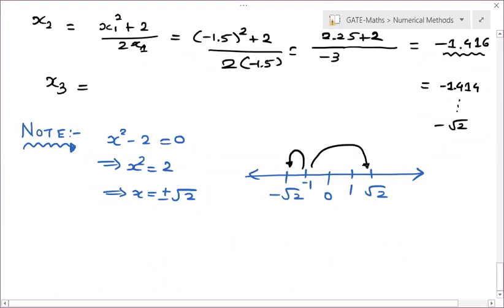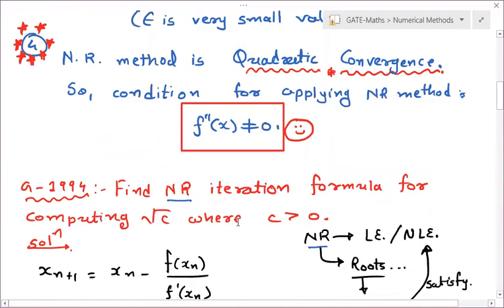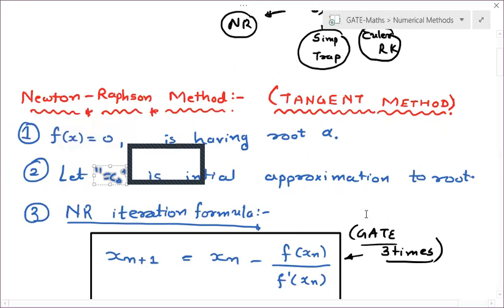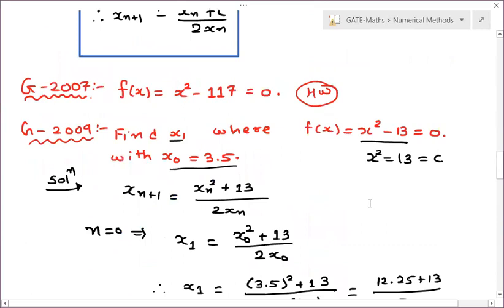Are you getting my point? Remember this concept of Newton-Raphson. What is the Newton-Raphson method? It is finding an approximate value of the root of f of x equal to 0. It's having root alpha, and x0 is its initial approximation to the root.